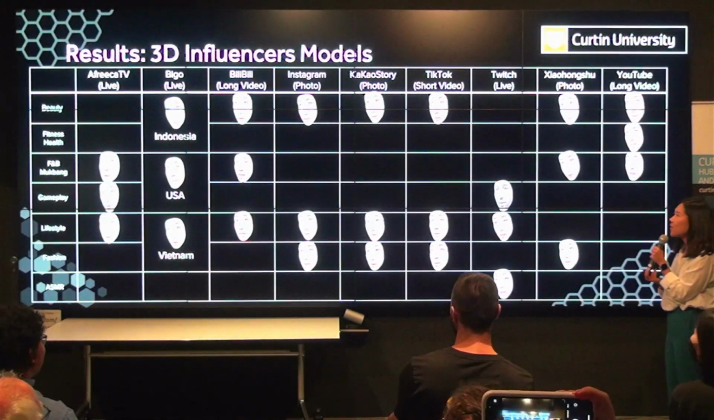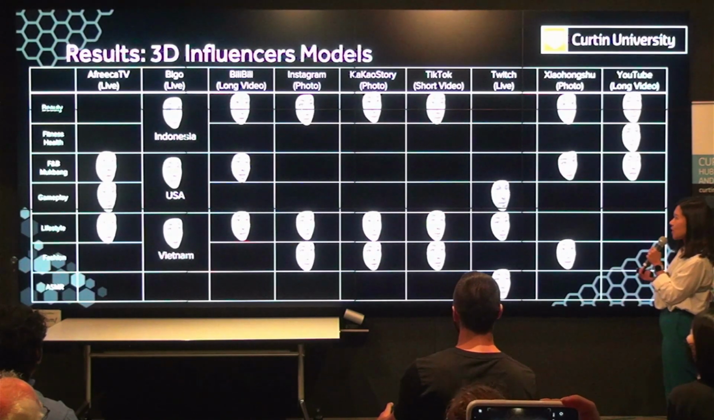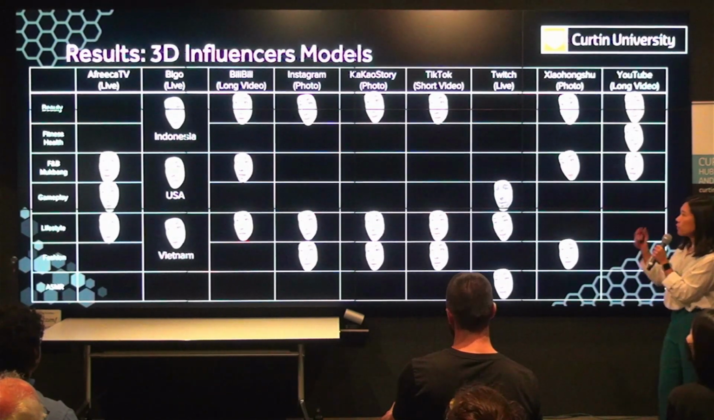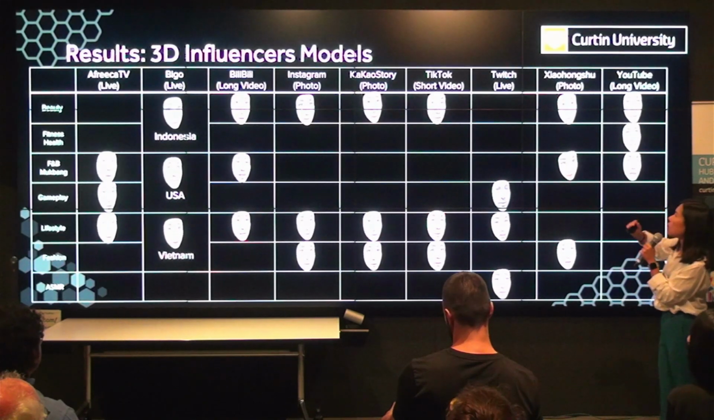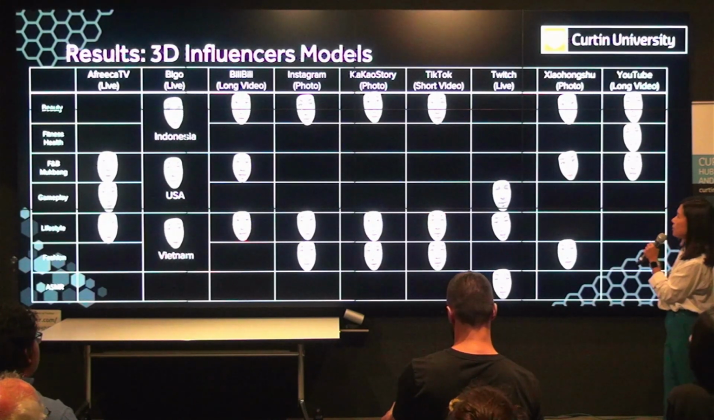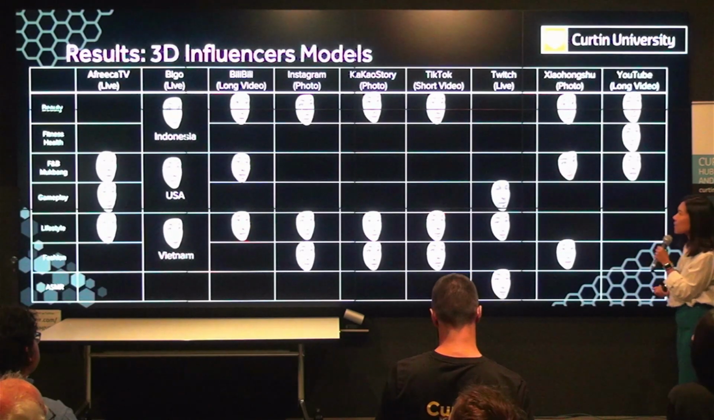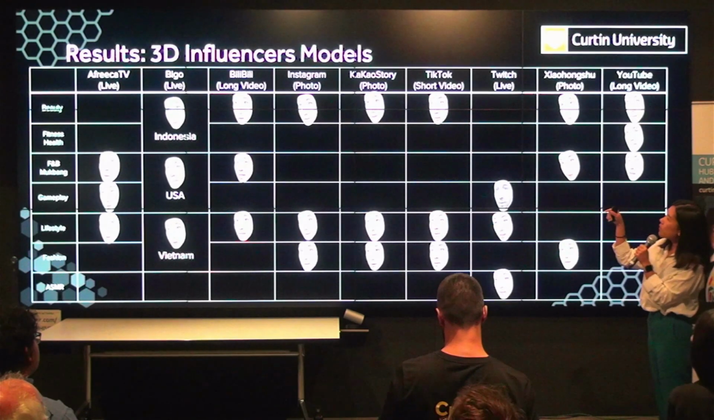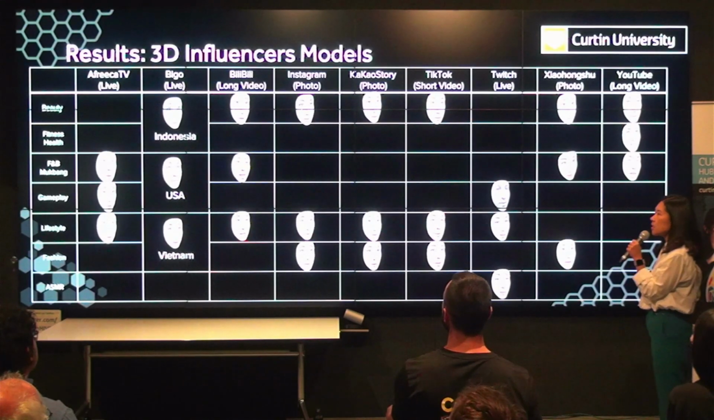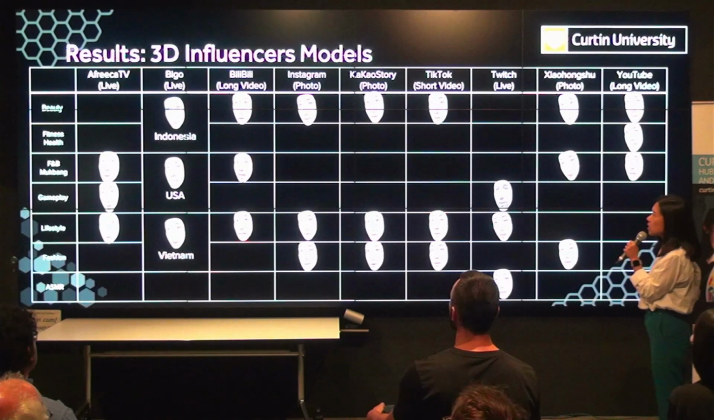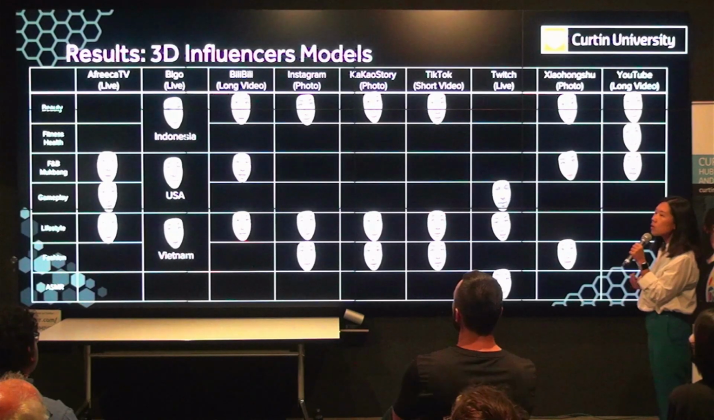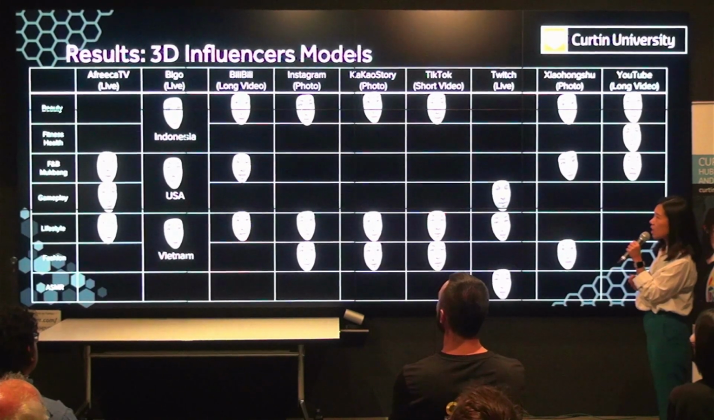So this is the result of our project, the 3D influencer models. From left to right it is organized by platform name, and from top to bottom by genre. Note that the Bigo Live platform does not actually have specific genres, they are recommended for us. So we only chose 3 of the top countries and picked from those.